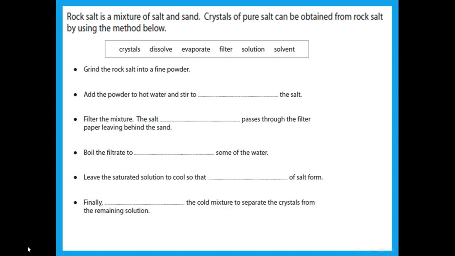Okay. Rock salt is a mixture of salt and sand. Crystals of pure salt can be obtained from rock salt. So he's giving you this and you need to choose from the words. Grind the rock salt into a fine powder.